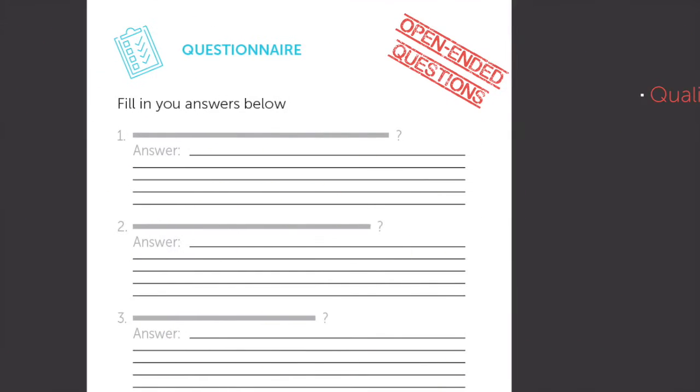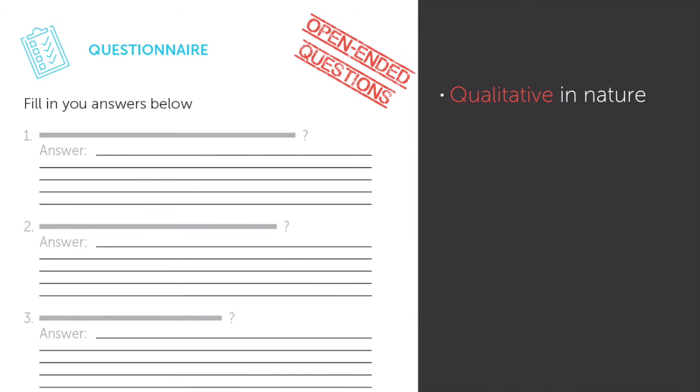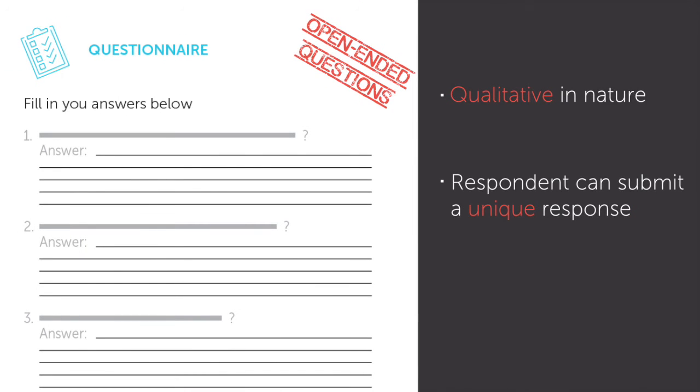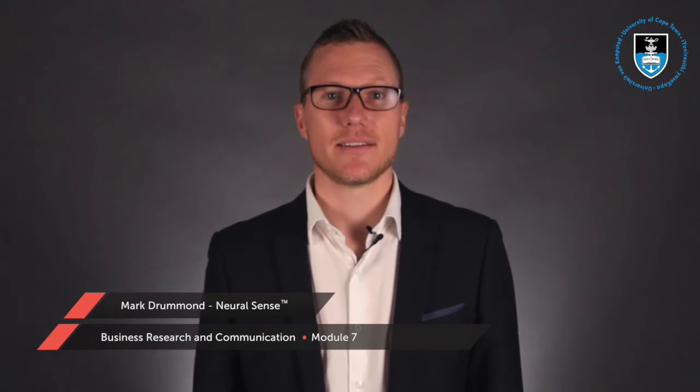Open-ended questions are qualitative in nature, as the respondent is able to submit their own individual response to a specific question with no real limitations, other than potentially the space available or the number of text characters that they have to write their answer. As an example, an open-ended question could be, what do you love about your favorite brand of toothpaste? You could then state that you like the taste, or that tingling feeling after brushing, or that you think it makes your teeth look whiter and brighter.